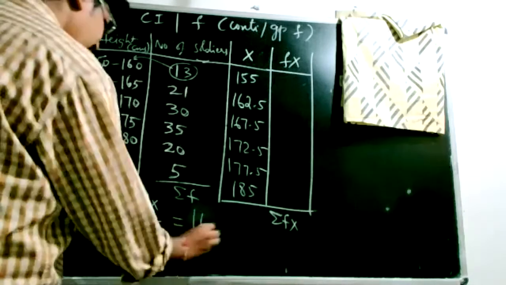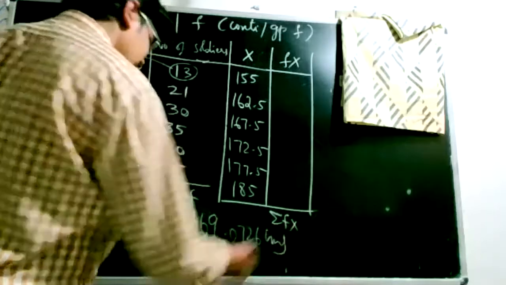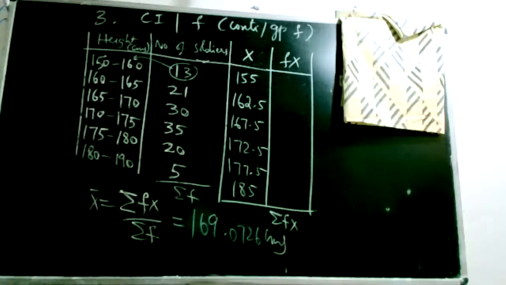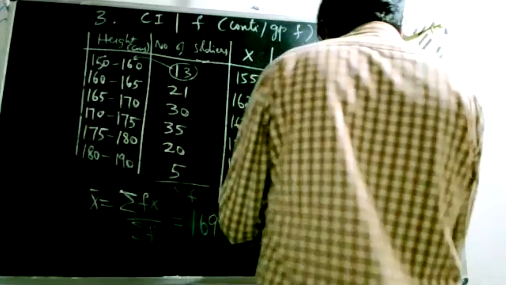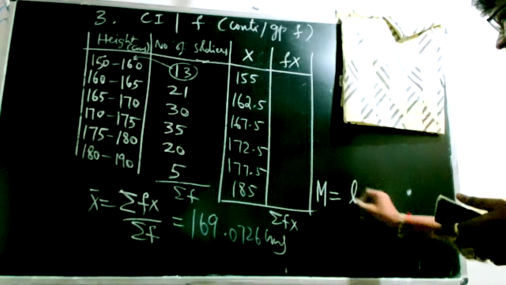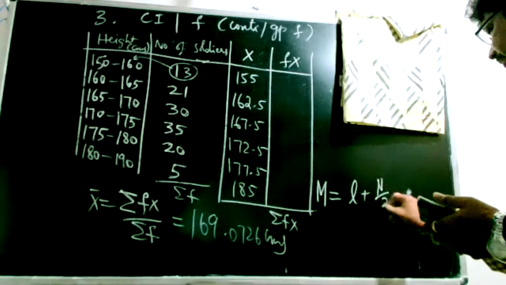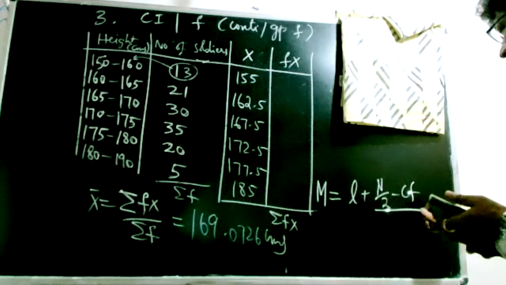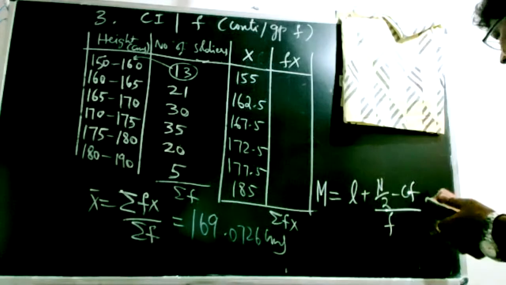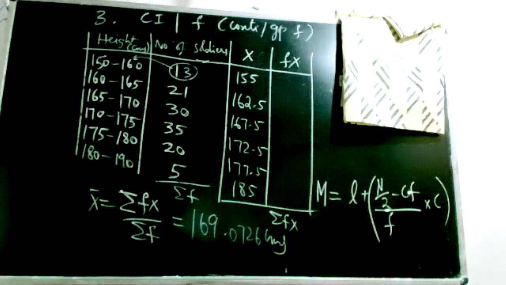It's going to be 169.0726 centimeters. Verify that. Now coming to the method of finding the median, this is class interval data, so it is given by a formula, an interpolation or approximate formula, which gives you the value of the median, and that is given by L plus n by 2 minus CF divided by f into C.